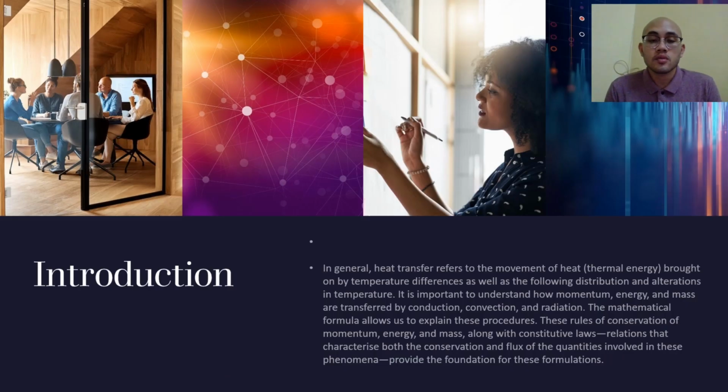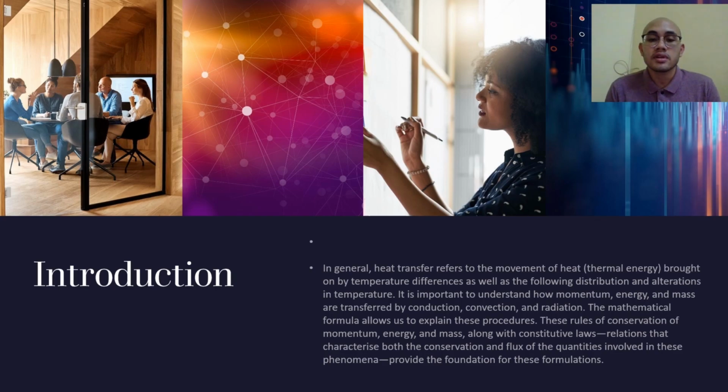I'm going to start with the introduction. In general, heat transfer refers to the movement of heat, thermal energy, brought on by temperature differences as well as the following distribution of alteration in temperature. It is important to understand how momentum, energy, and mass are transferred by conduction, convection, and radiation. The mathematical formula allows us to explain these procedures.